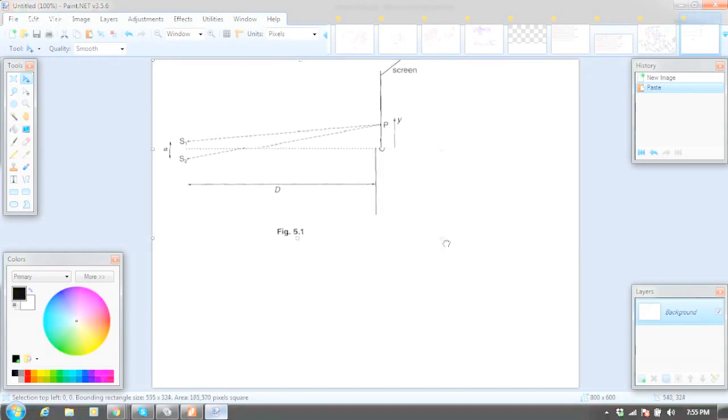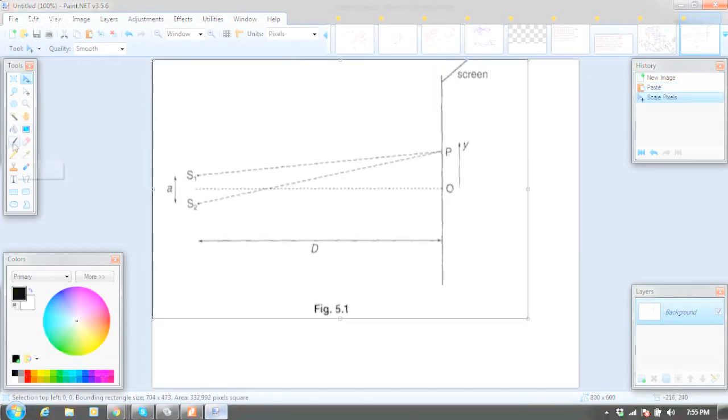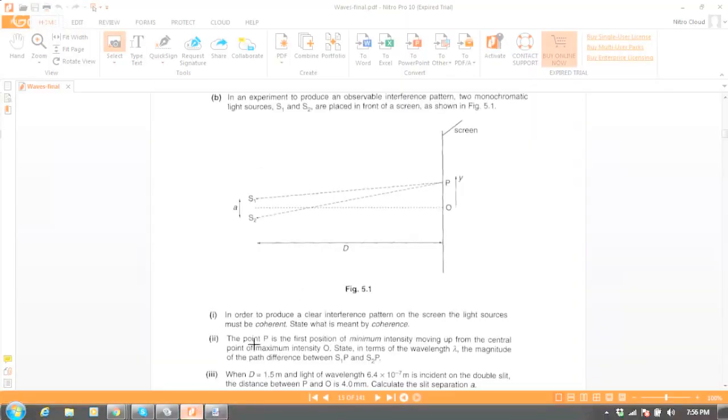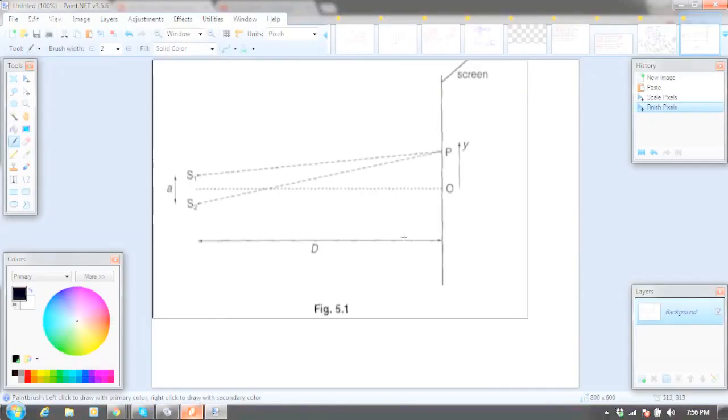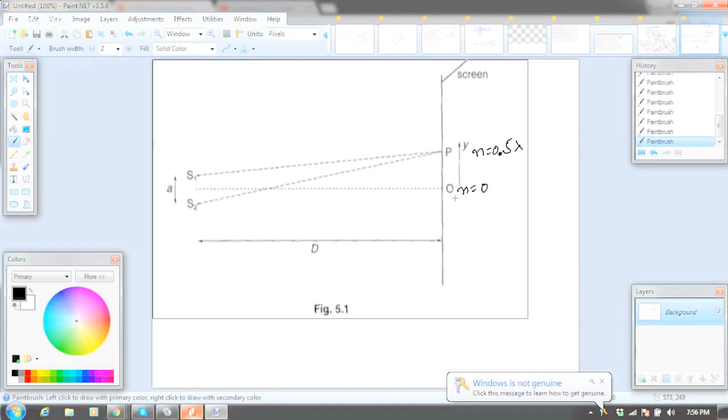So here we go. The magnitude of path difference. Obviously, if n is 0 here, then here it is 0.5 lambda. So it is 0 lambda, and here it is 0.5 lambda, because if you remember we have done this sequence: 0, 0.5, then 1, and then 1.5, and so on and so forth.